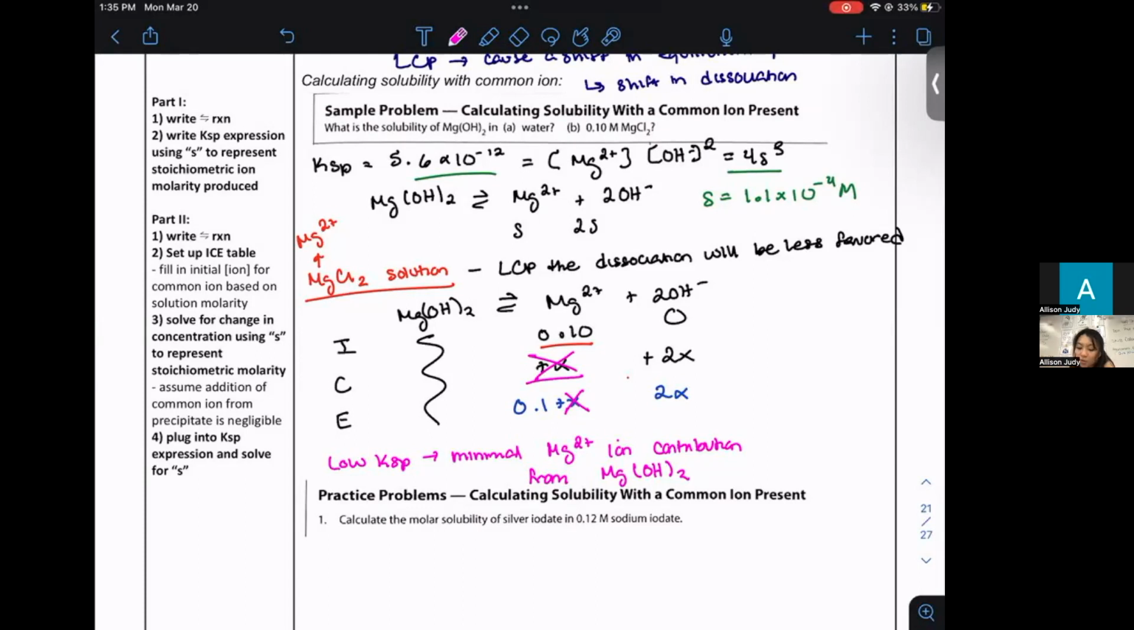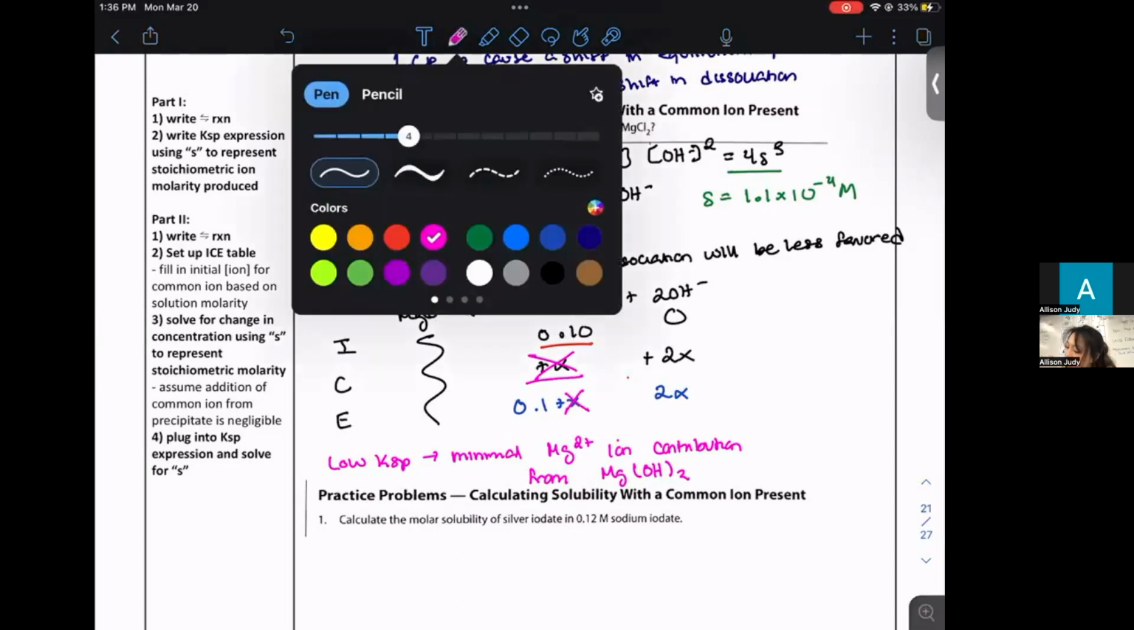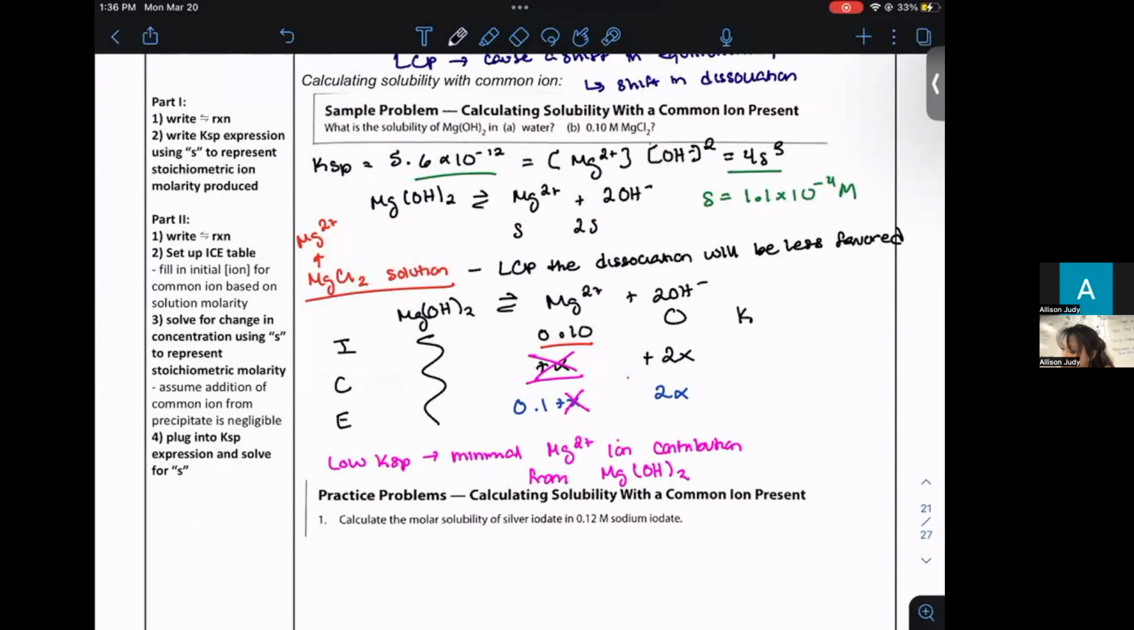Okay. And then what we get is the following relationship, that KSP in this particular solvent is going to be equal to the value of 5.6 times 10 to the negative 12, which is going to be equal to the equilibrium concentration of magnesium, which we're going to say is approximately 0.1, considering the other contribution from the actual solid to be negligible, times the ion concentration of our hydroxide, which is 2x, and then it's going to be squared.